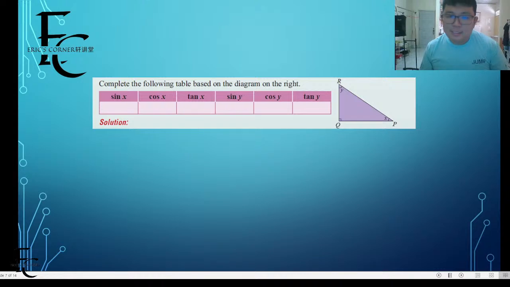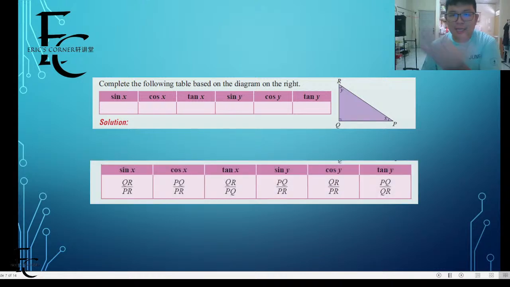So let's check the answers. Yeah, so these are the answers given for the diagram on the right. Are there any questions before we move on to the next session?